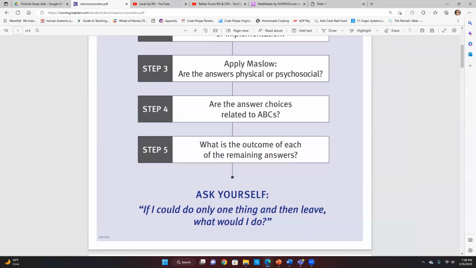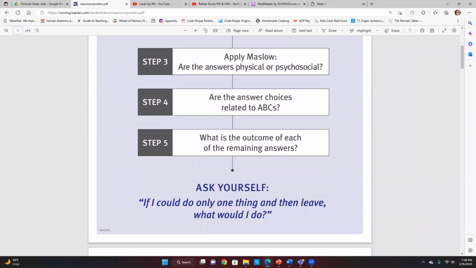The next step is, what's going to be the outcome of the remaining answers. A lot of times when you have these test questions, you may be able to read the question, understand what it's asking you, and then eliminate two choices. You're like, man, those two are no good. I have two choices left. And then you're going to ask yourself, if I was to choose this answer, what would happen to my patient? What would the outcome be?